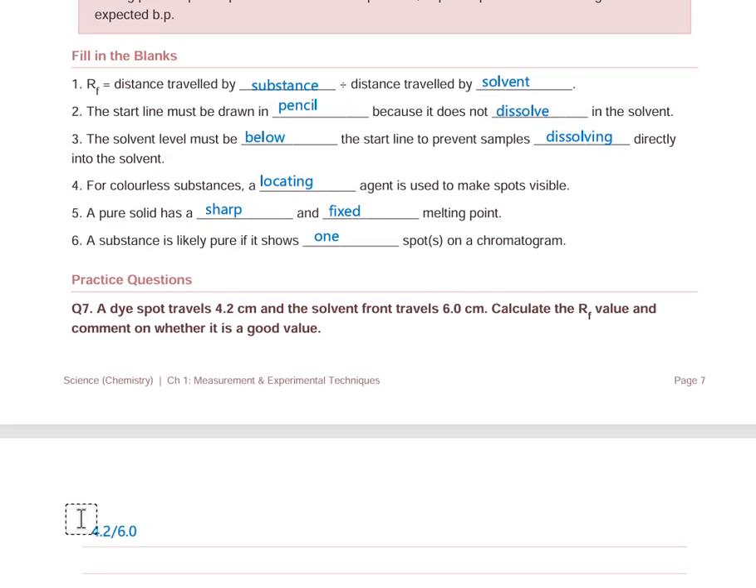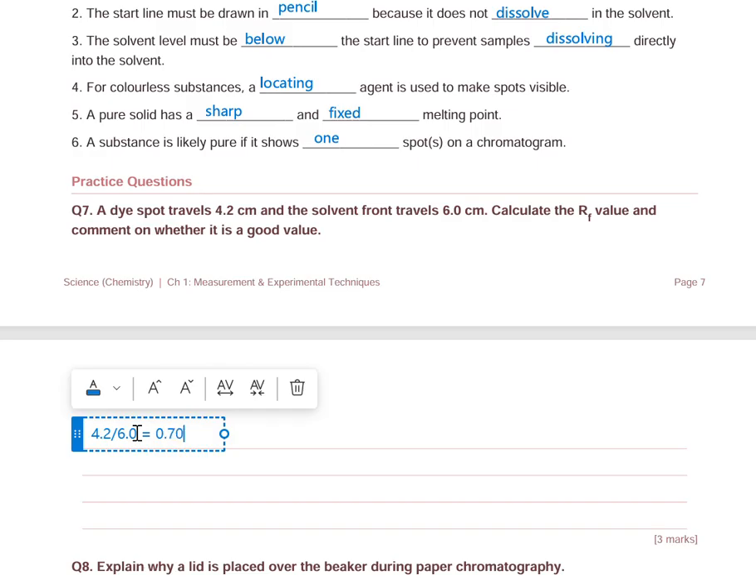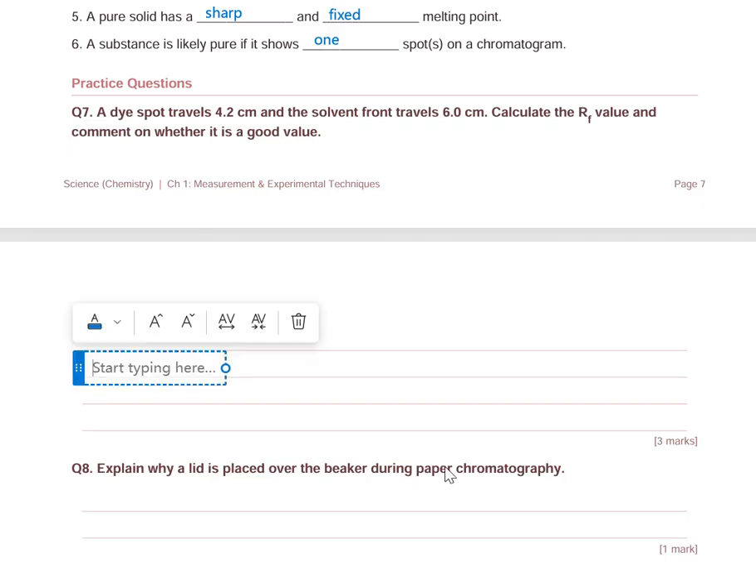So 4.2 is the distance traveled by the substance, divided by the distance traveled by the solvent. So it's 4.2 divided by 6.0, which equals 0.70. You must write it in 2 sig figs because the values given are in 2 sig figs. You also have to comment, because it's a 3 marks question. So let's comment on it a bit, shall we?